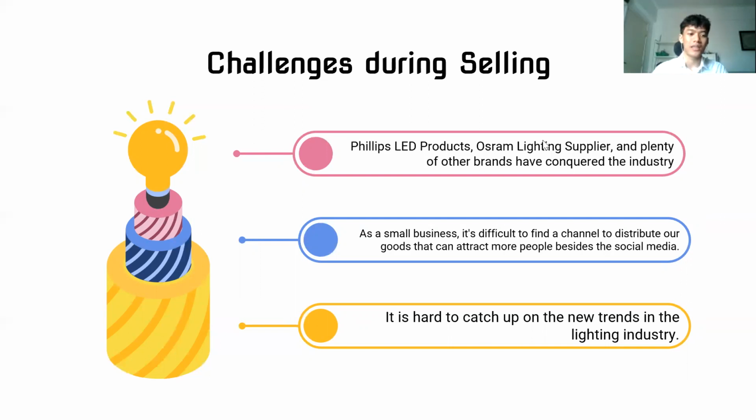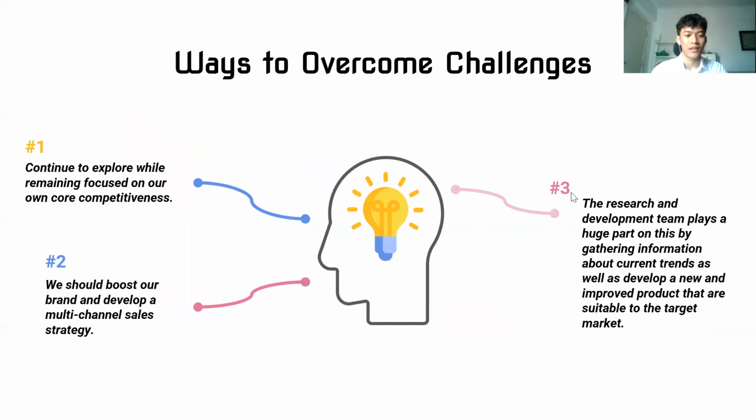So the next challenge is, as a small business, it is difficult to find a channel to distribute our products to attract more people besides social media. Last but not least, it is hard to catch up on new trends because the lighting industry is not as popular as you think. Ways to overcome the challenges.